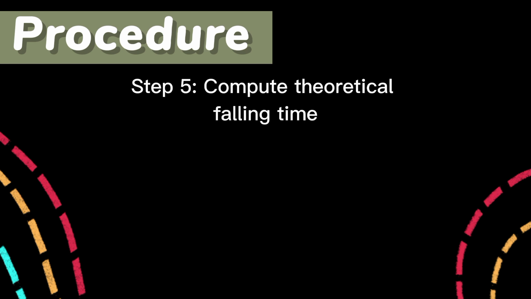Step number 5 is, using your measured value for the height, calculate the theoretical time of fall for your ball. Remember, this is the time it would take the ball to reach the ground if there were no air resistance.